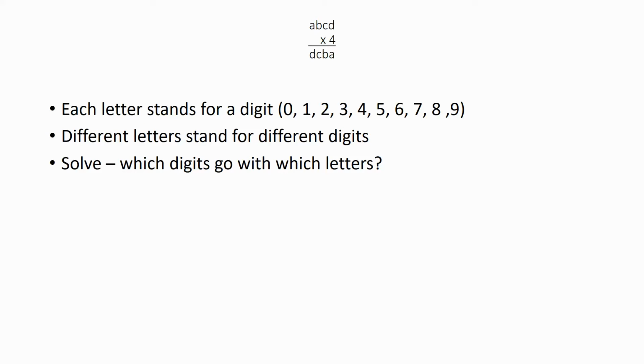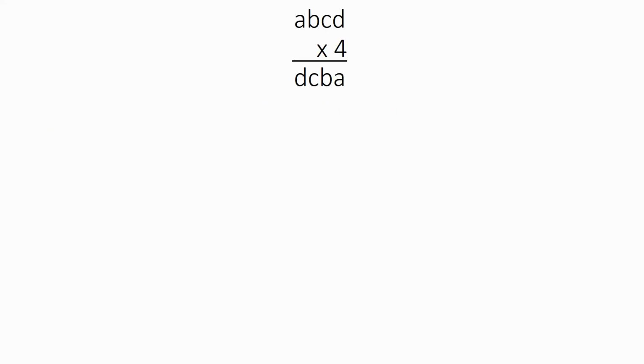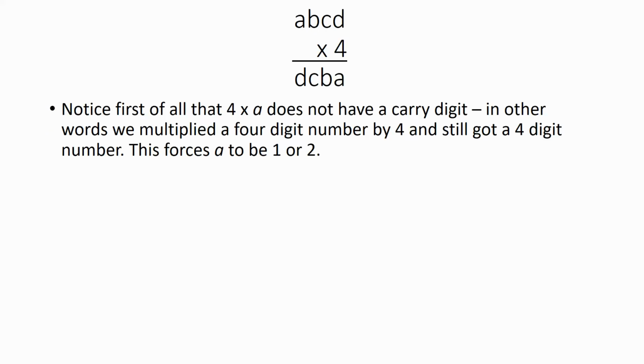So we take a 4-digit number with 4 different digits, multiply it by 4, and we get the same 4 digits in reverse order. What could the number be? Notice first of all that 4 times A does not have a carry digit. Looking over at the thousands place, 4 times A gives us D, and there's no carryover into the thousands place. So this forces A to be 1 or 2. If A were 3, 4 times 3 is 12, and we get a carry. So A has to be 1 or 2.